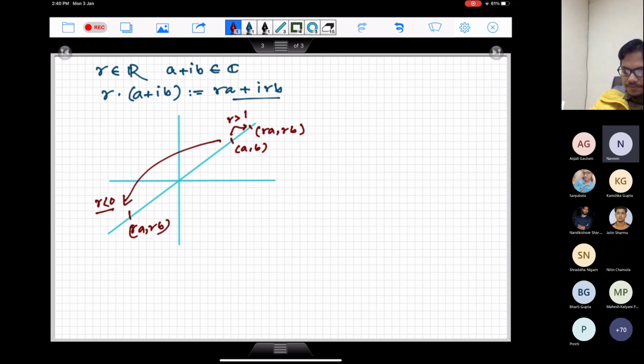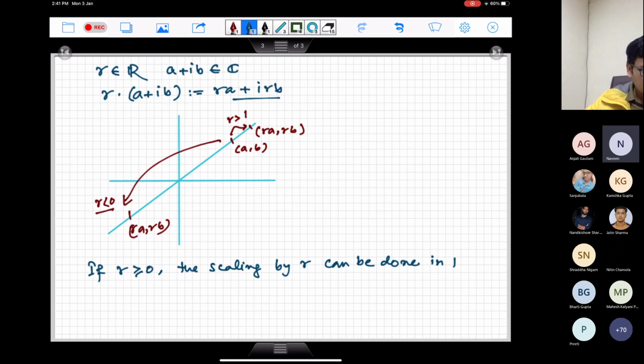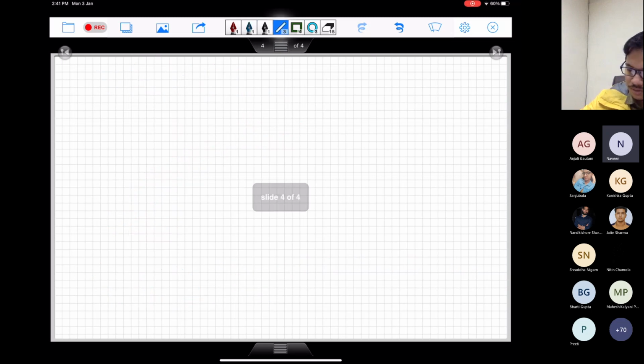Okay. So now what we can see, for example, if r is a positive quantity, then this scaling that is happening over here can be done in two steps of equal scaling. So what I'm trying to say is that if r is greater than or equal to 0, the scaling by r can be done in two steps of equal scaling. Okay, so what do I mean by that? What I mean by that is very simple. Let's try to draw a picture again.